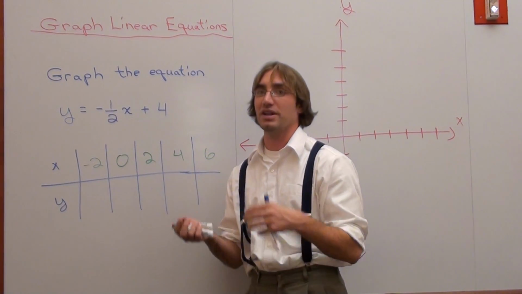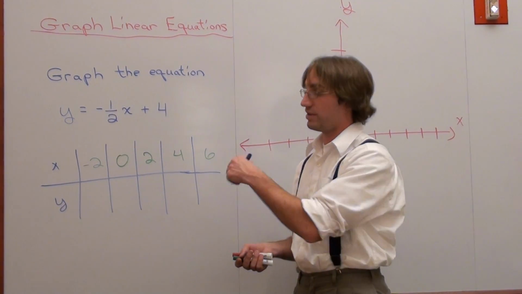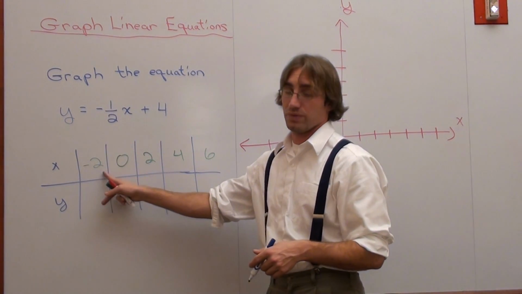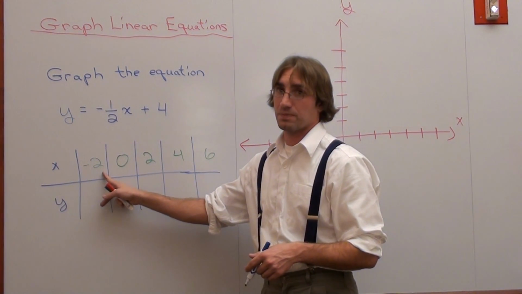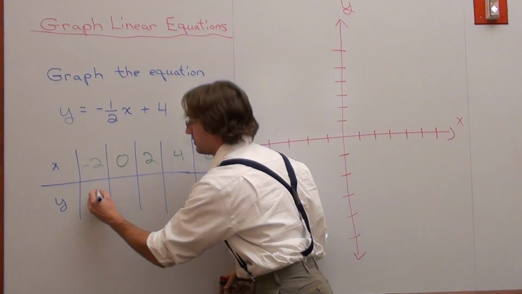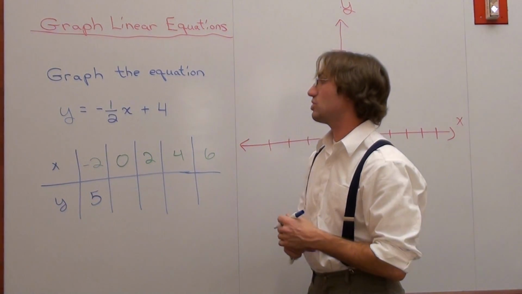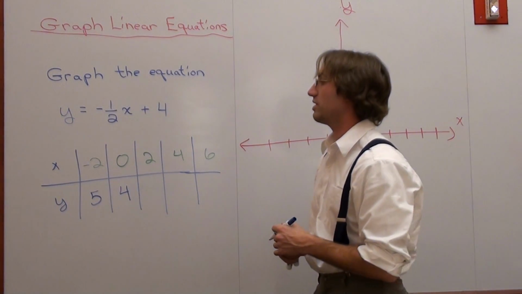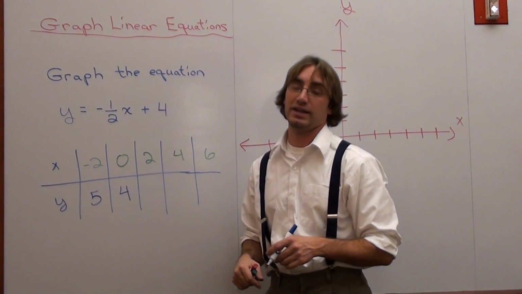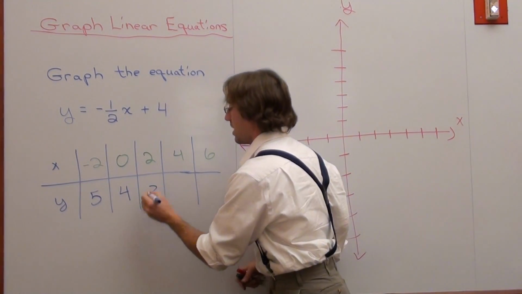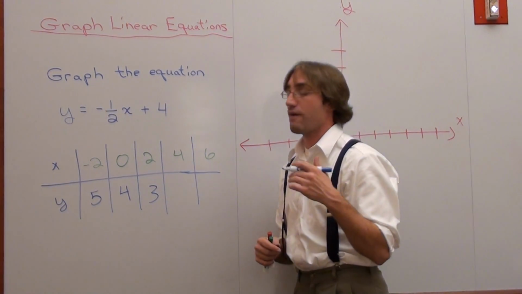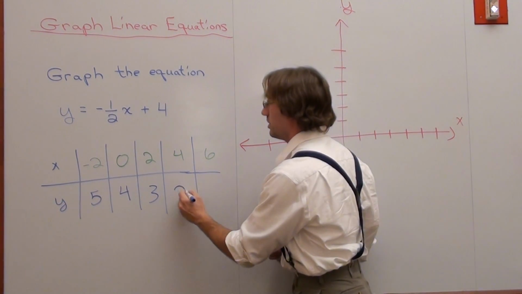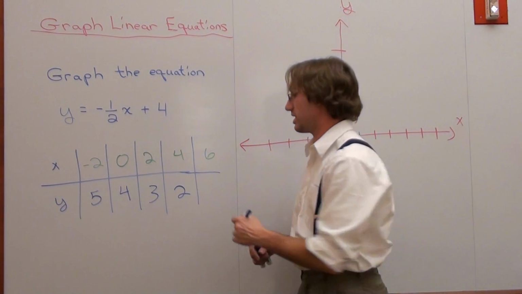But I'm not going to sit here and just do all the answers for you and explain it. I'm just going to write them in. So if I substitute in the value -2, I get 5. If I substitute in the value 0, I get 4. If I substitute in the value 2, I get 3. If I substitute in the value 4, I get 2. And if I substitute in the value 6, I get 1.